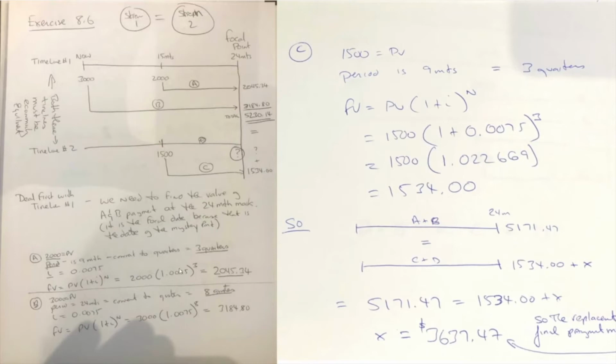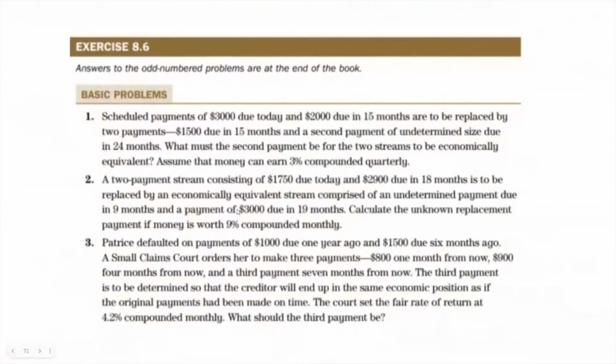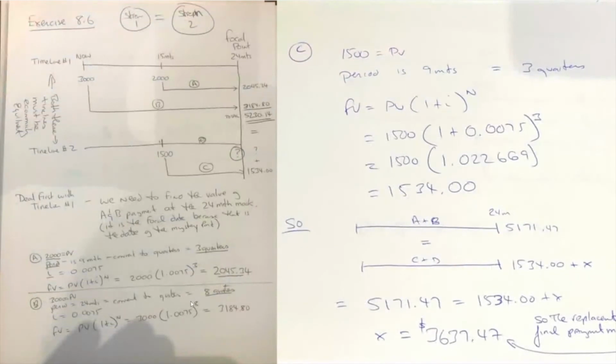So I've just laid out here, deal first with the timeline one. We need to find the value of A and B payments at the 24-month mark. So that 24-month mark is called the focal date or the focal point. So here it is, and we know that based on the problem here, 3% compounded quarterly. We haven't seen quarters before, really. Quarters is the first time. There's 4 quarters in a year. I often have mental trouble with quarters. I don't know why. It's just me, okay? But it's 4 quarters in a year. So 9 months is really 3 quarters of a year. So there's 3 quarters here.